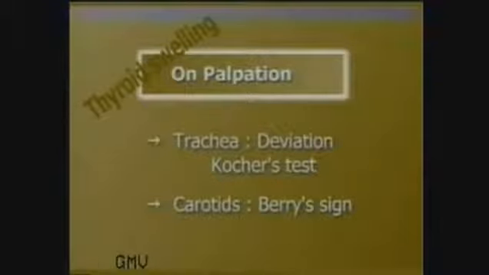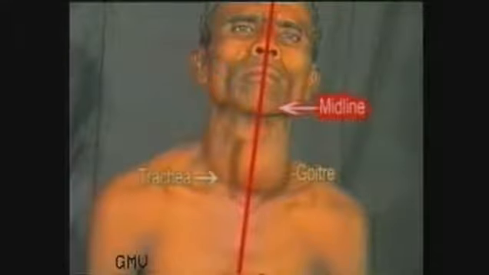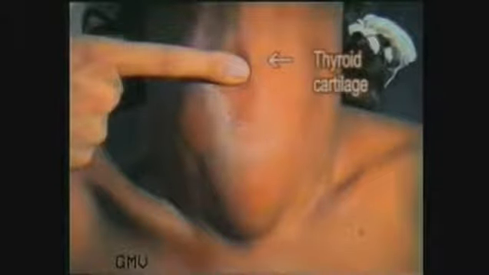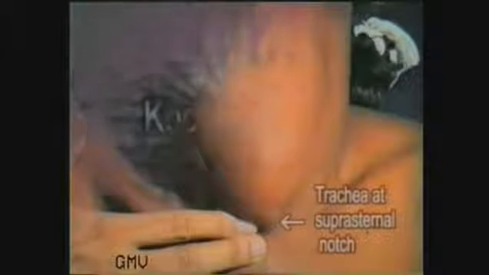To palpate the trachea, first note the position of the larynx and palpate the trachea downwards. In this unilateral left-sided goiter, the trachea can be felt along its length and its displacement to the opposite side can be easily appreciated. In a bilateral goiter, the trachea may be difficult to feel. So note the position of the larynx and the position of the trachea over the suprasternal notch to get an approximate idea of the position of the trachea.